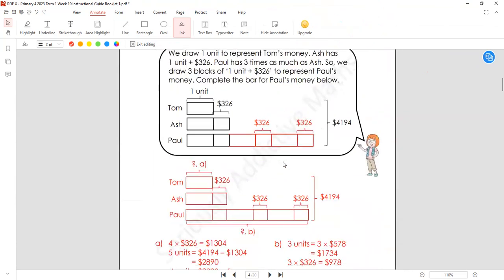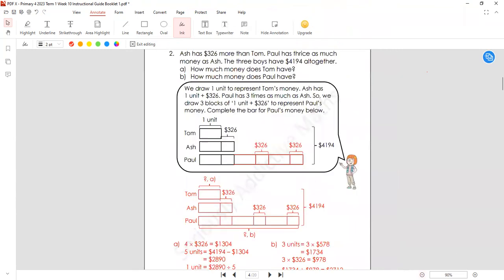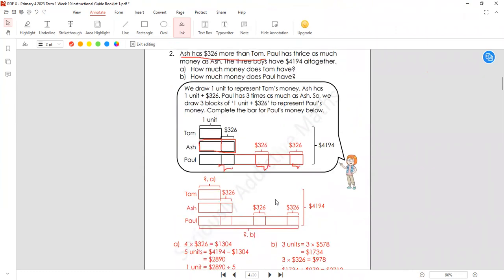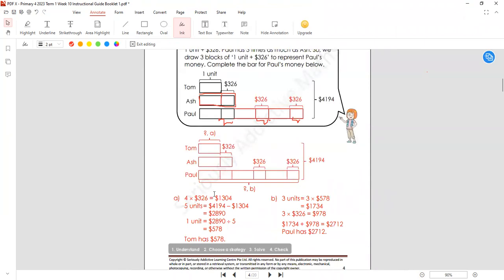Now, the second one is a common question that students may find confusing. But again, let's draw it sentence by sentence. Start by drawing this. Ash has 326 more than Tom. So this portion here. And then Paul has 3 times as much money as Ash. That means if Ash is this portion here, Paul has 3 times, so you've got to draw it 3 times. All these are 326. They need to know that 326. And the total is 4194. After that, they can form the equation. Guide them through how to get the answer.